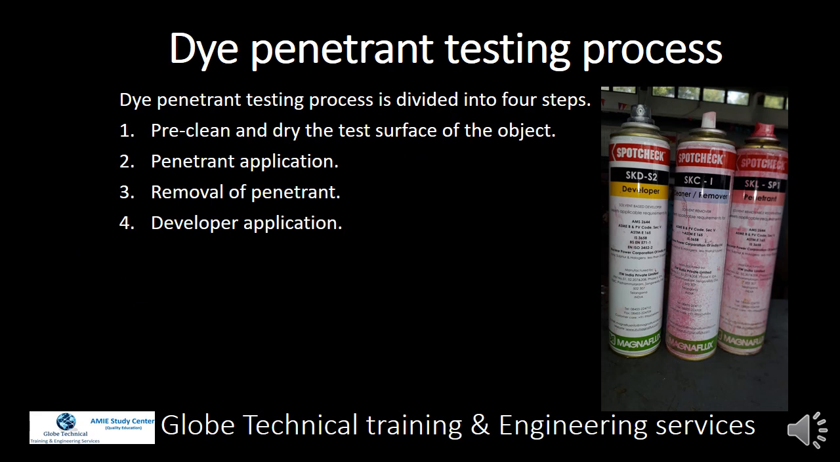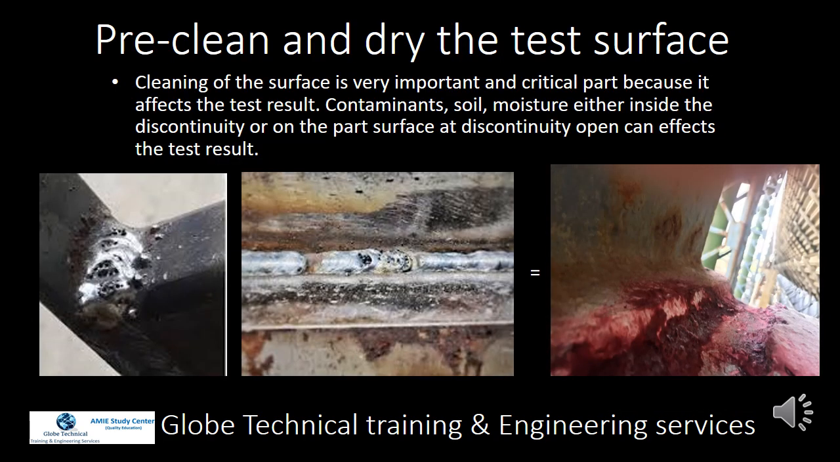Dye penetrant testing process. The dye penetrant testing process is divided into 4 steps. Pre-clean and dry the test surface of the object. Penetrant application. Removal of penetrant. Developer application.